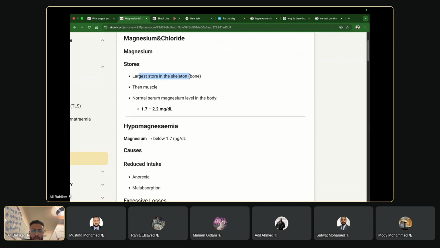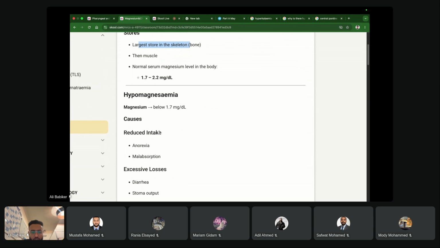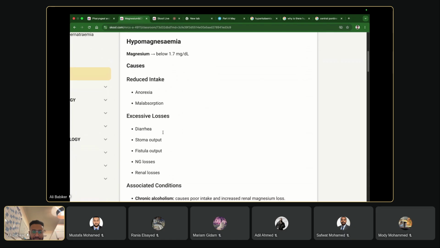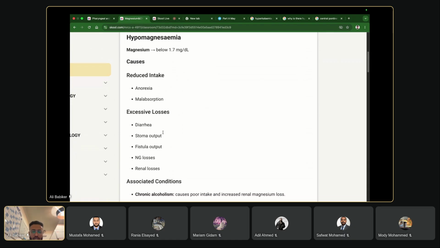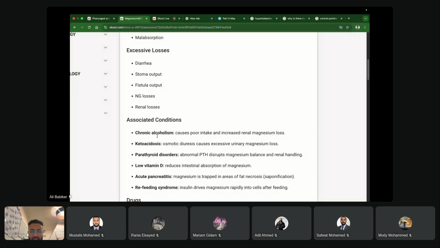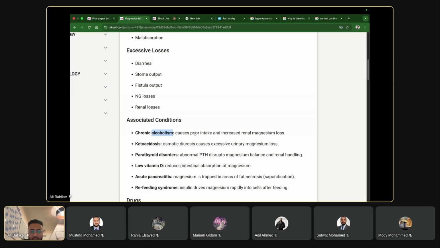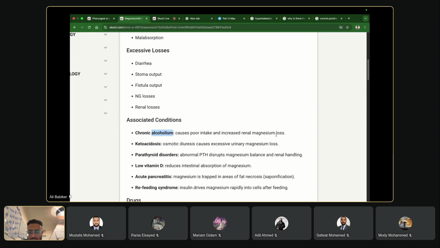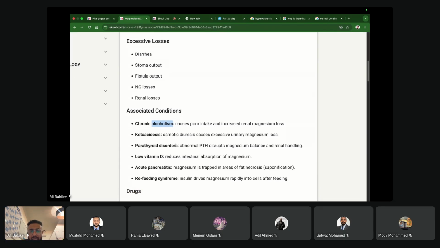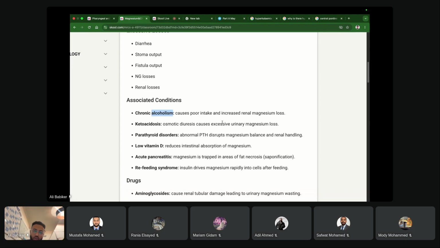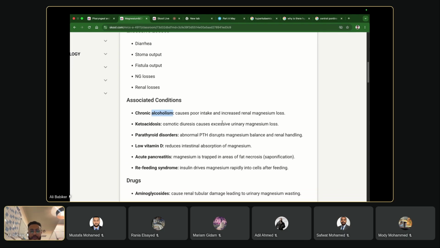Hypomagnesemia, magnesium below 1.7. Causes are reduced intake, like anorexia and malabsorption, and excessive loss, like diarrhea, stomach output, fistula output, NG loss, or renal loss. Associated conditions, I give you the condition and why. Chronic alcoholism due to poor intake and increased renal magnesium loss. Ketoacidosis, due to osmotic diuresis, causes excessive urinary magnesium loss.